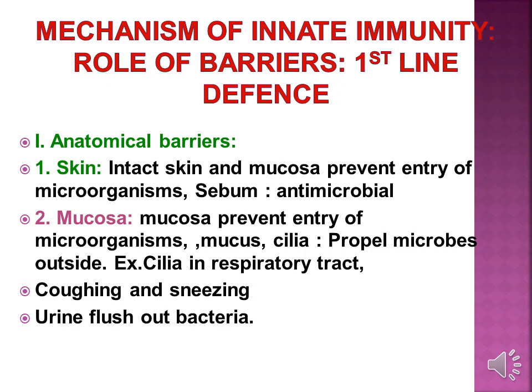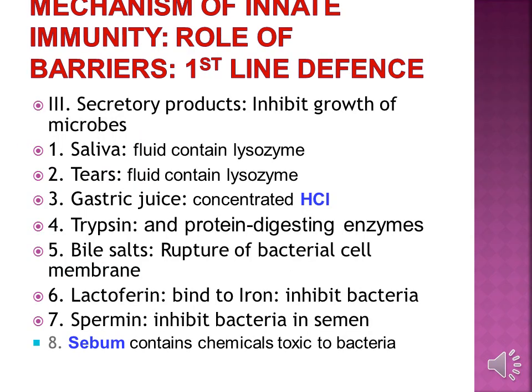Mucus and cilia present in that mucosa propel microbes outside. Example, cilia in the respiratory tract. Then coughing, sneezing and urine flush, all these mechanisms remove bacteria. Then secretory products inhibit growth of microorganisms. So a few examples are there.